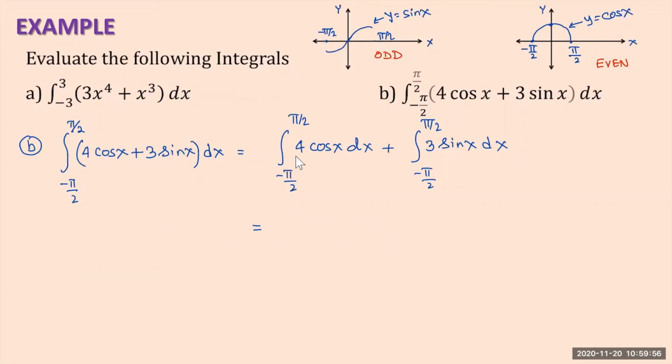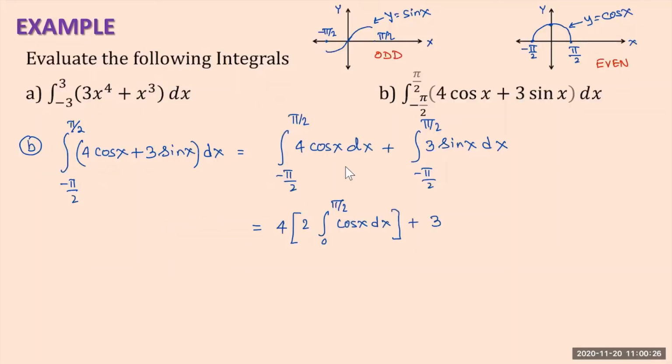now for this one, 4 is a constant multiple. We can take that out. And this is integration from -pi/2 up to pi/2, which is like integration from -a up to a of a cosine. Cosine is an even function. So it will be 2 times the integration from 0 up to pi/2 of cosine x with respect to x.